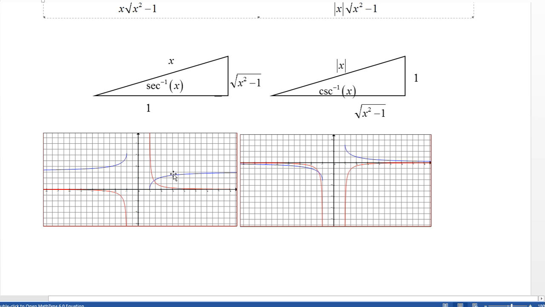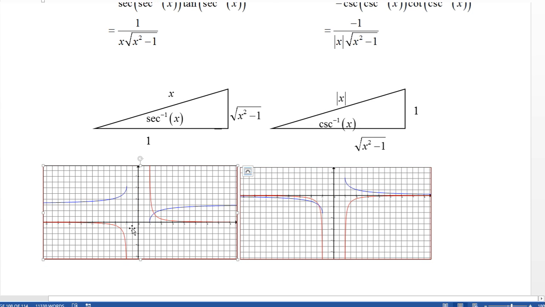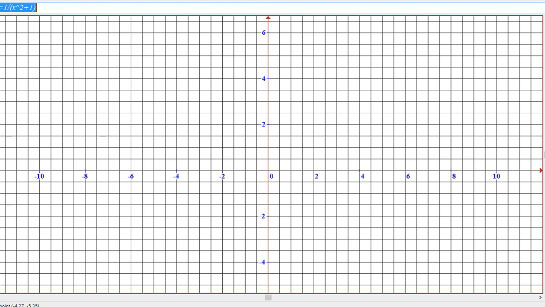Something doesn't look quite right here. Okay, this is not quite right if you look at the picture, because if I've got the right thing graphed, let me go to Graphmatica and I'll actually graph this in just a minute. So let me go to Graphmatica.